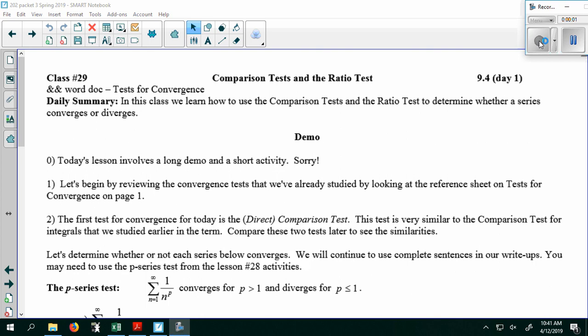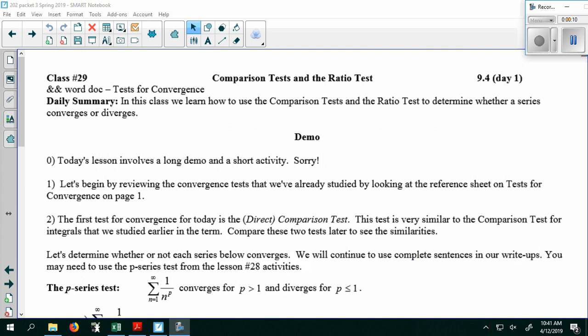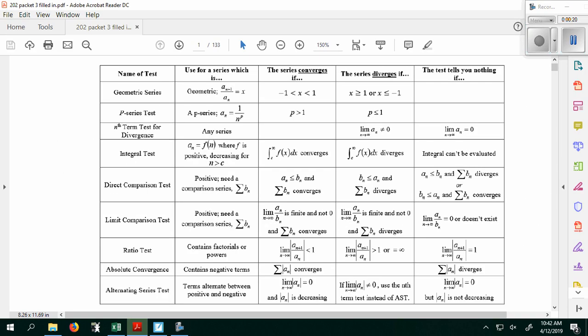We're going to learn how to use the comparison tests and the ratio tests to determine whether a series, an infinite sum, converges or diverges. So this is a bit of a long demo and a short activity. I'm sorry, but let me just overview what we're doing.